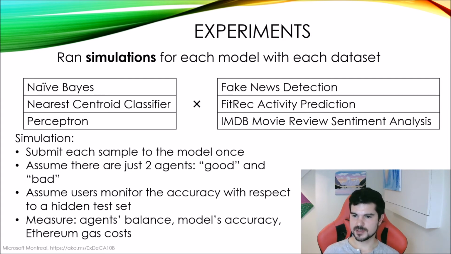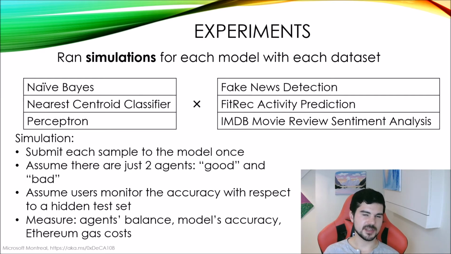So I ran simulations for each of the models I talked about earlier with respect to comparing how they did on each of these data sets. So in these simulations, each sample from the data set was submitted to the model once. We're going to just assume that there's two agents, one representing all the good people and one representing all the bad people. We're going to monitor the accuracy with respect to some hidden test set that we left out of the data set and did not train with.